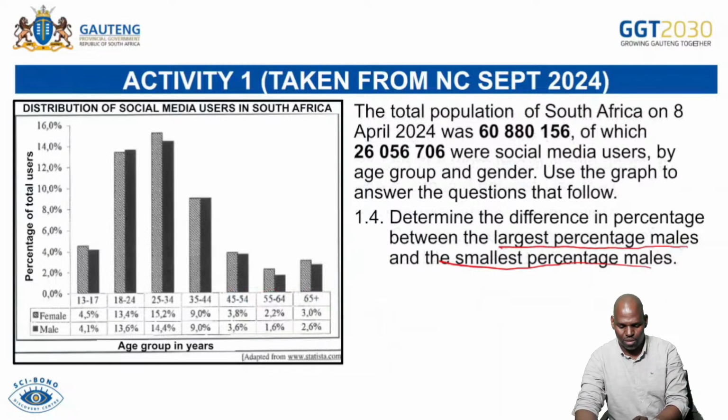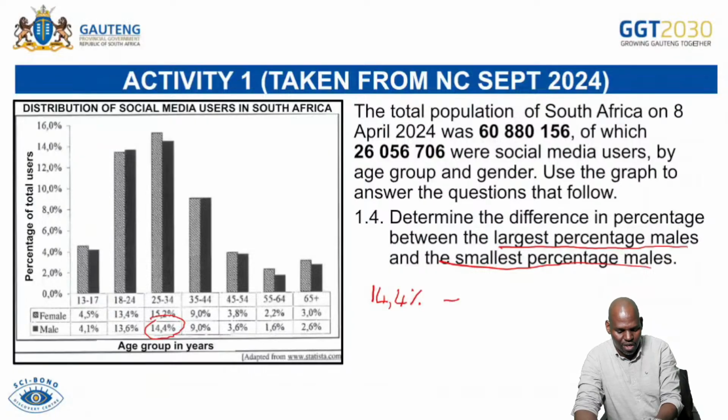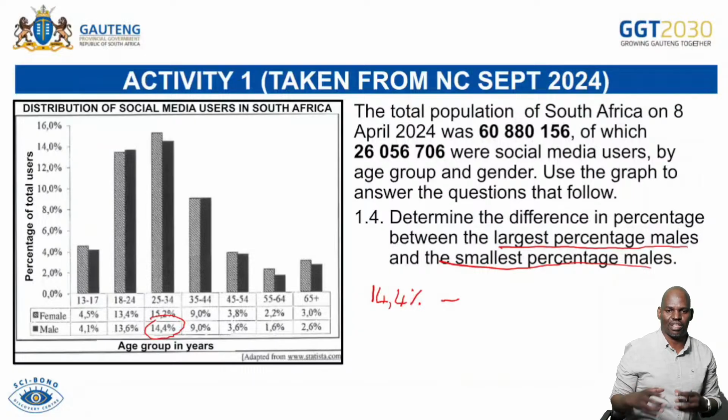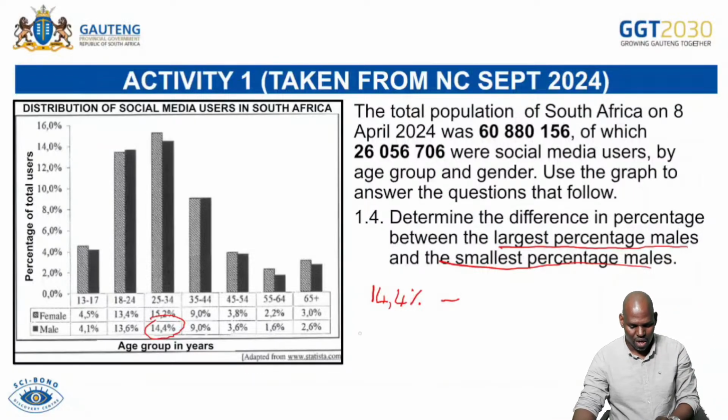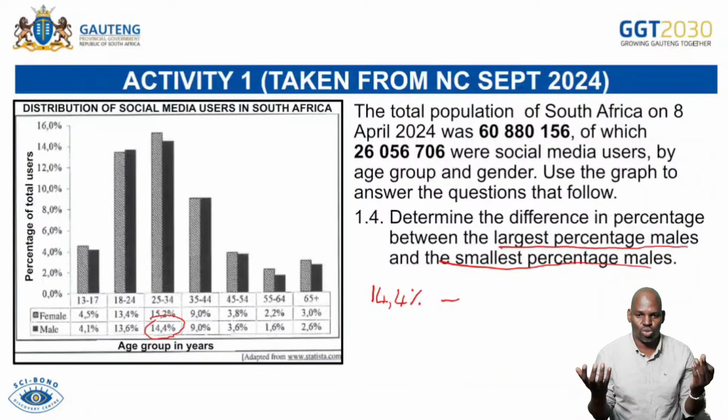The largest percentage males, if you go to the males, you will see that the largest percentage here is, I see, 14.4. That is the largest one. So the difference will be 14.4%. The difference means you subtract. You take the big value, you subtract the small value.